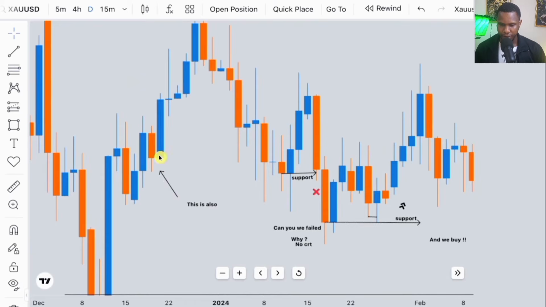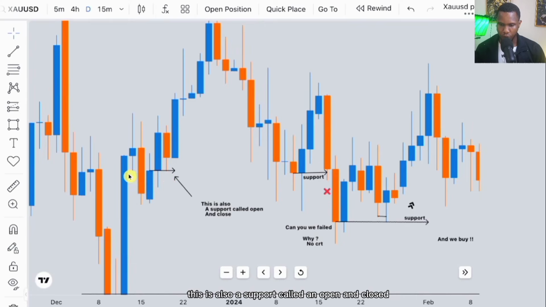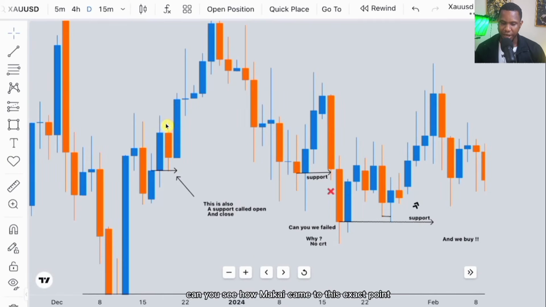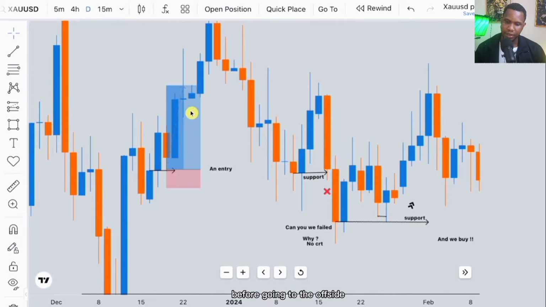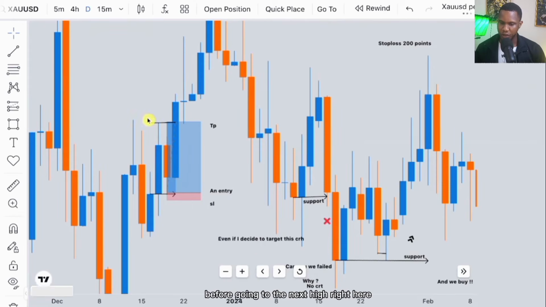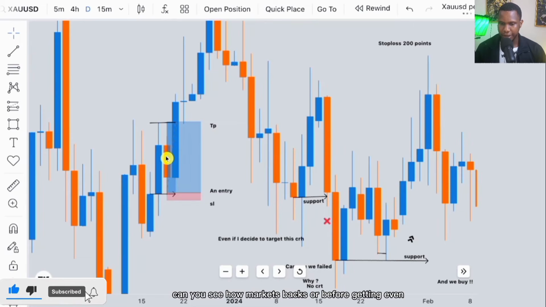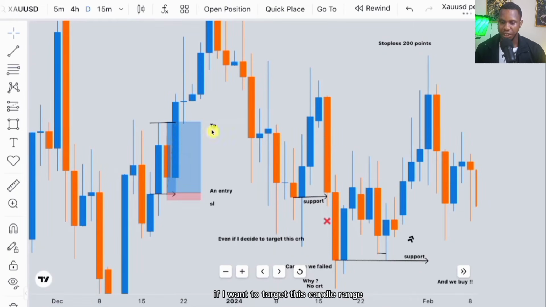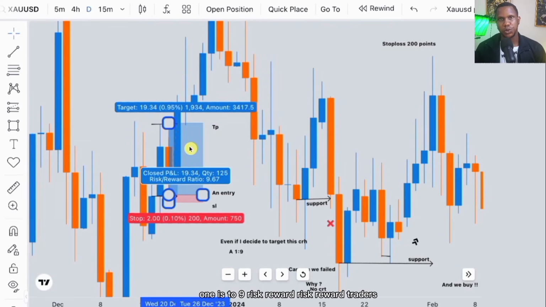Can you see this is also a support with an open and close right here? But can you see how market came to this exact point before going to the upside? Our entry will look something like this. Stop loss is going to be 200 points. Can you see how market sparks before going to the next high right here? Even if I want to target this candle range high, can you see how it got to this level? 1:9 risk to reward ratio, traders.